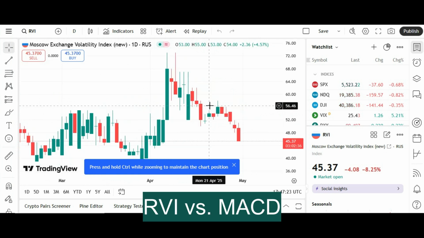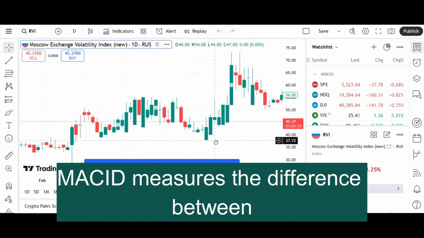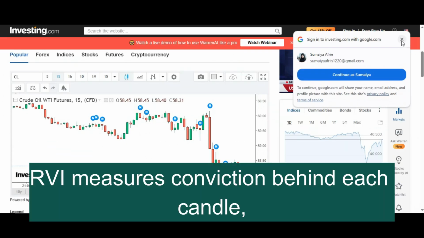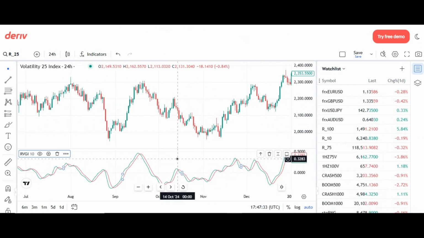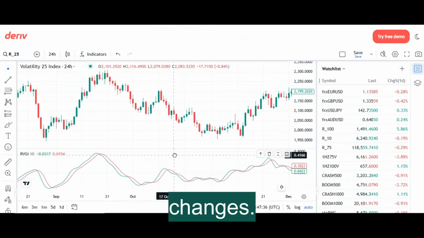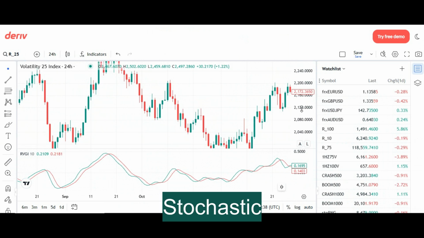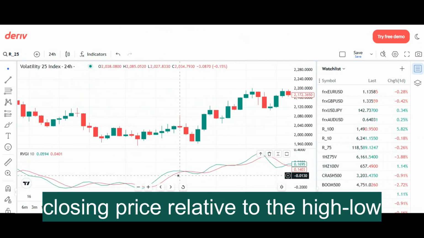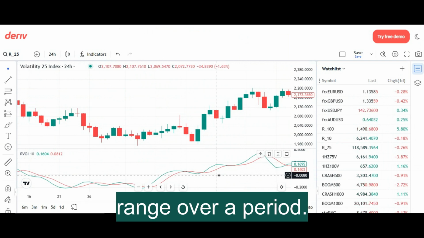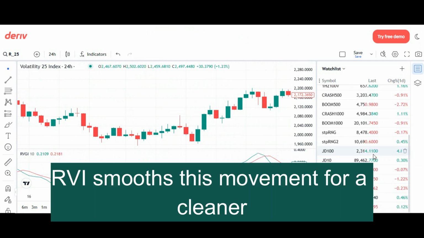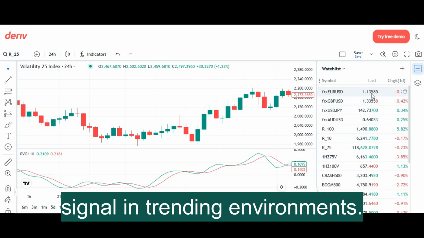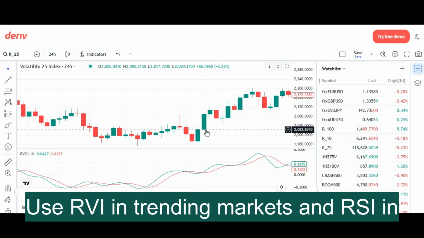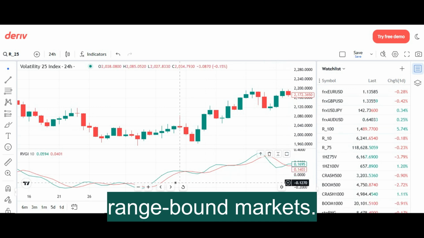RVI versus MACD. MACD measures the difference between two moving averages, capturing trend direction. RVI measures conviction behind each candle, making it quicker at spotting momentum changes. RVI versus stochastic oscillator. Stochastic focuses on the closing price relative to the high-low range over a period. RVI smooths this movement for a cleaner signal in trending environments. Pro tip: use RVI in trending markets and RSI in range-bound markets.